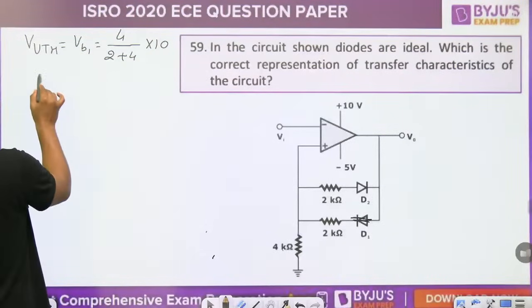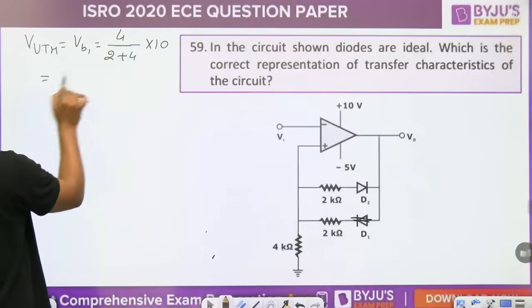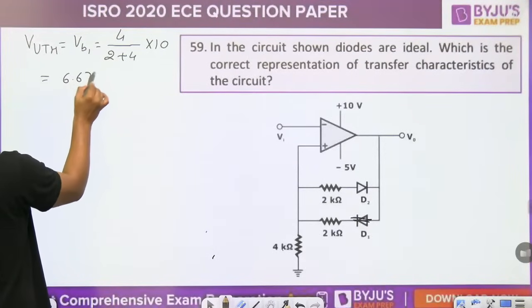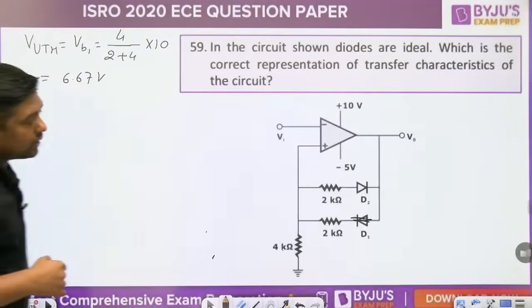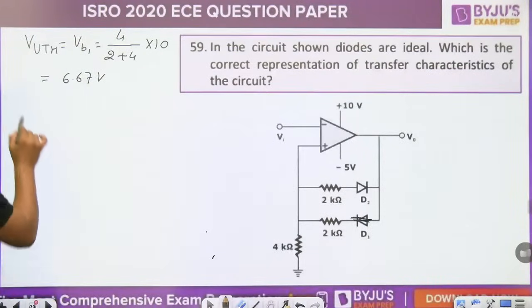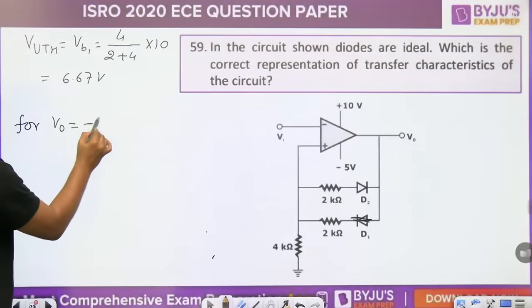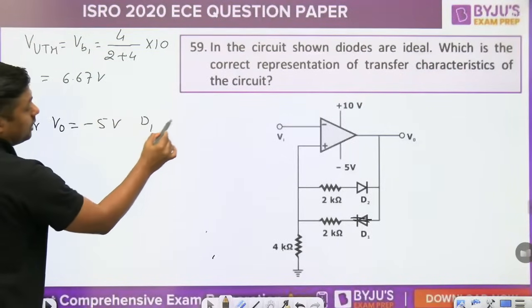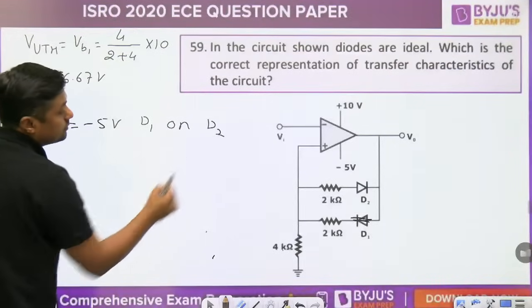10 volt. Then it will become 2 by 3 of 10 volt, that is 6.67 volt. This is called the upper threshold. So initially the diode D1 is on, D2 is off, for V0 equal to 10 volt. For V0 equal to minus 5 volt, D1 on, D2 off. This is the D2, sorry.